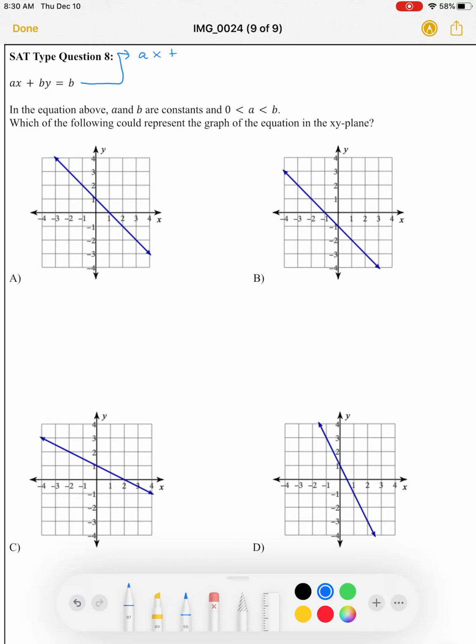If we were to get this line in slope-intercept form, we would have to subtract ax from both sides. Again, b minus ax, they're not like terms, and we want the term that has x to come first. And then we would divide everything by b.